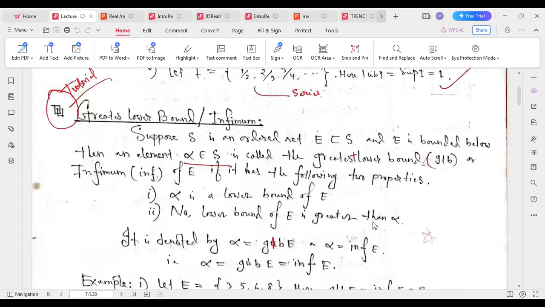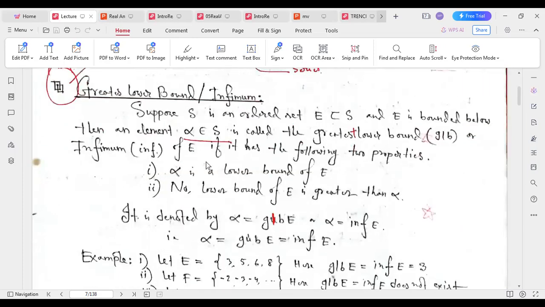Now the greatest lower bound, that means infimum. Suppose S is an ordered set, E is a subset of S and E is bounded below. Then an element alpha belongs to S is called the greatest lower bound or infimum if it satisfies the following two properties. Alpha is a lower bound of E, and no lower bound of E is greater than alpha. This is denoted by alpha equals greatest lower bound of E, or alpha equals infimum of E.